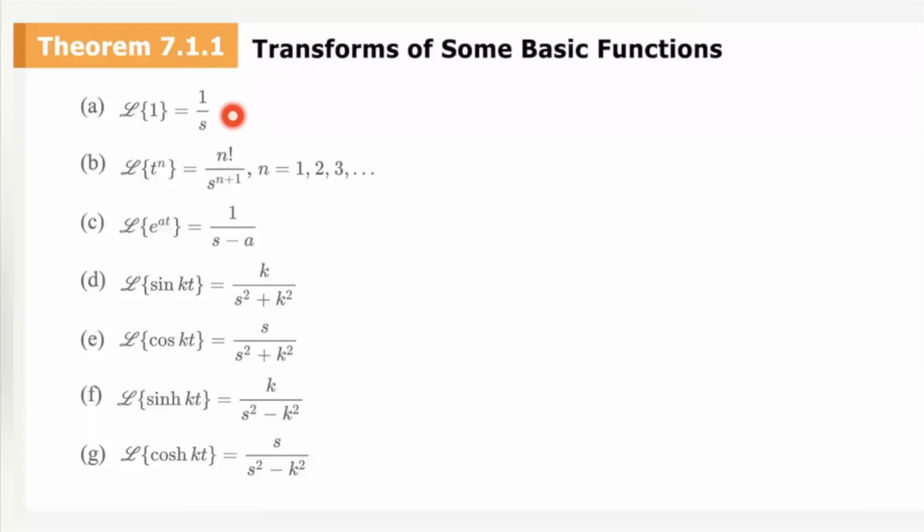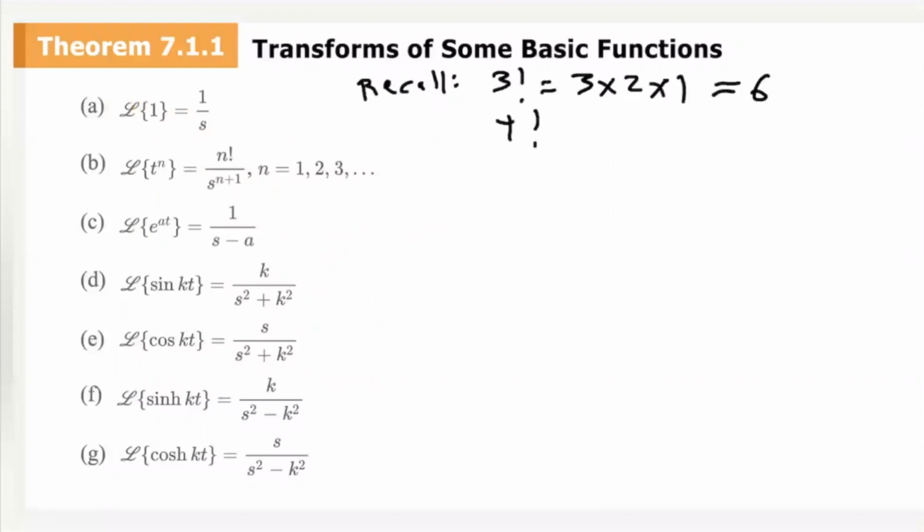So we found that the Laplace transform of 1 is 1 over s. The Laplace transform of t was 1 over s squared. And one can then find the Laplace transform of t squared, t cubed, etc. And by induction show that the Laplace transform of t to the n is n factorial over s to the n plus 1. Remember that the factorial just means that we compute the product down to 1. So for example, 3 factorial is 3 times 2 times 1. 4 factorial is 4 times 3 times 2 times 1, etc.